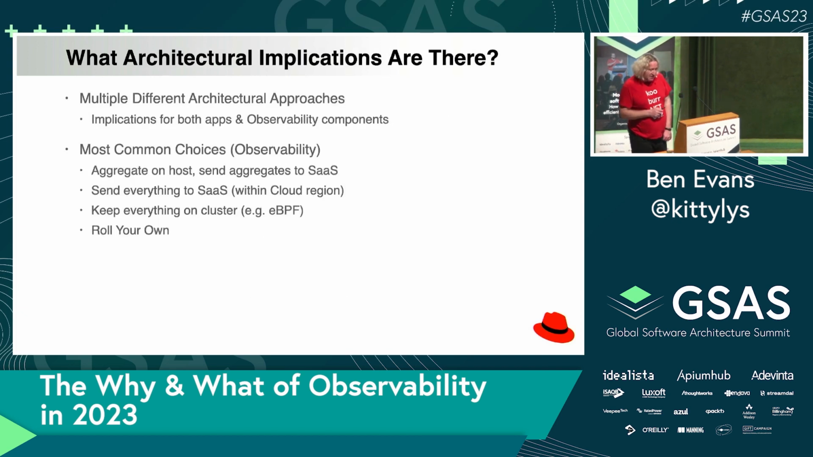So, okay, architectural implications overall. We've talked about the biggest one, which is the data needs to go somewhere else. But then there are some choices that we can make. And they have different trade-offs and implications, both for your application and for the observability component itself. The most common choices are to aggregate on the host and send the aggregates to software as a service, send everything to SaaS, keep everything on cluster, and roll your own.